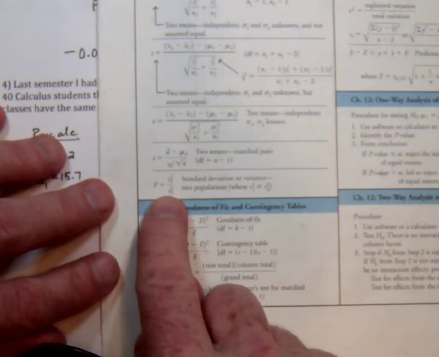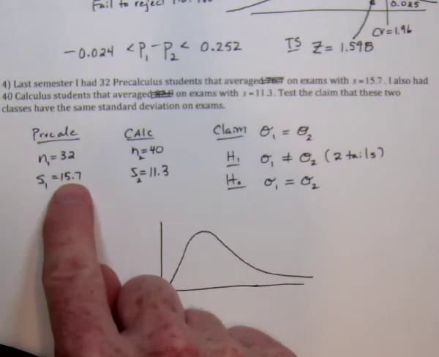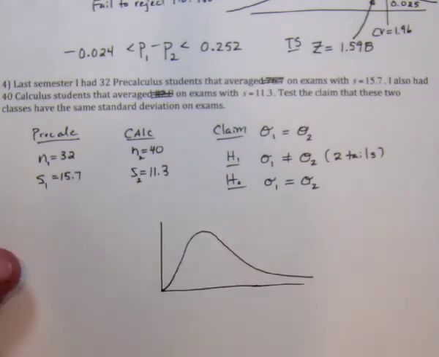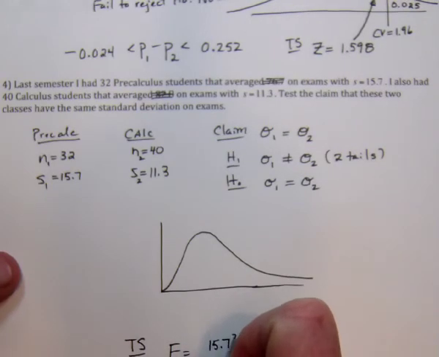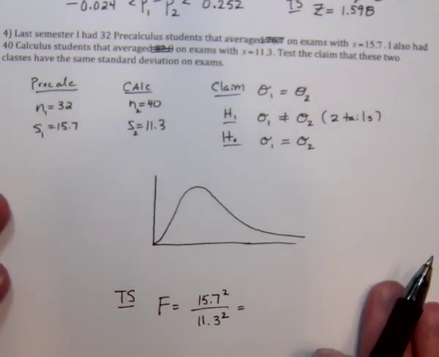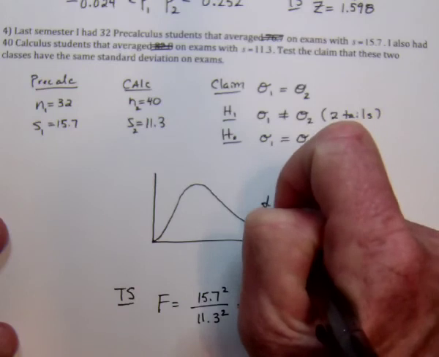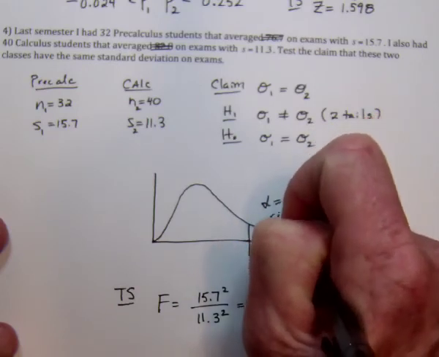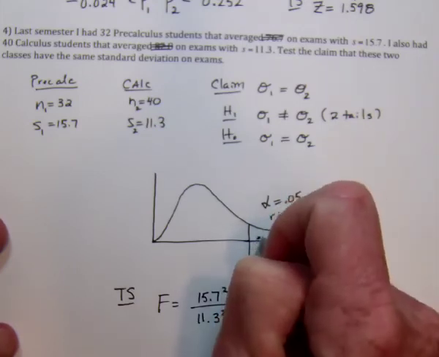It's F. So the F, it's just going to take sample standard deviation number 1, square it, and then divide by this one squared. So that's the test statistic. That F is equal to the bigger standard deviation squared divided by this one squared. And because we put the bigger one on top, it's going to make this land to the right. So this is a right tail only. So this will be 0.05.